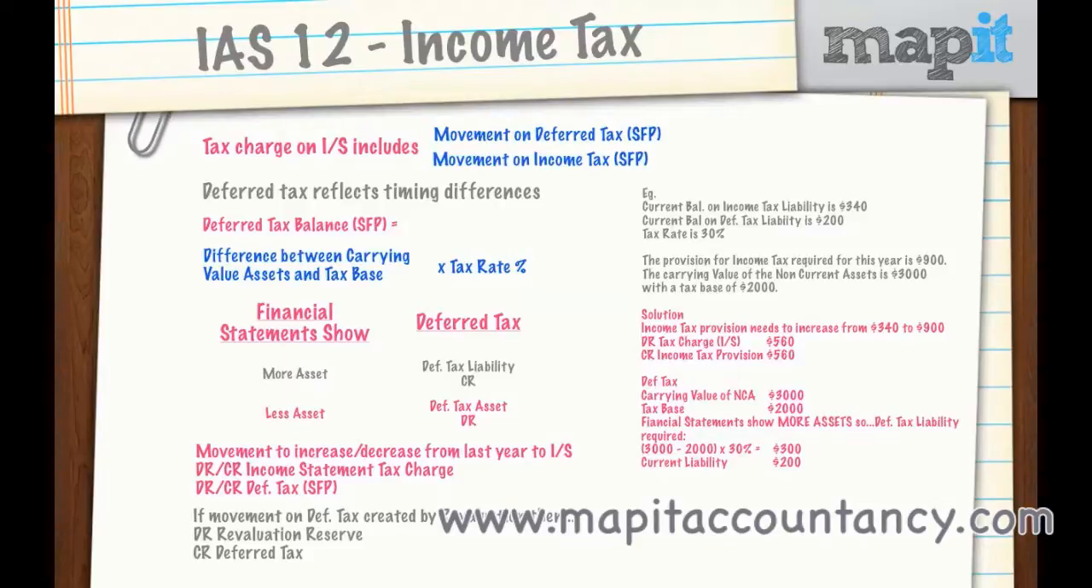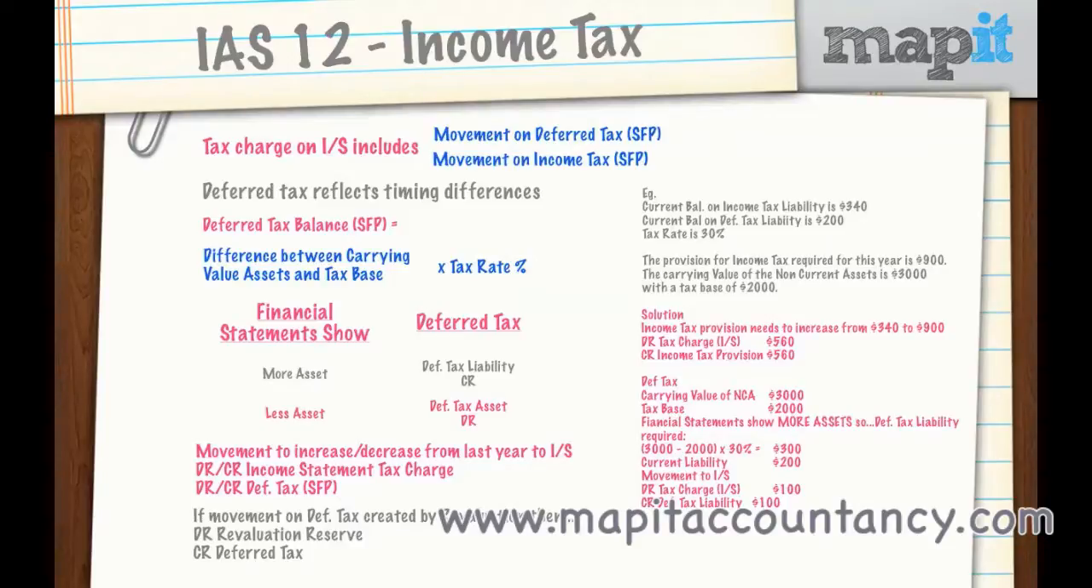So what do we do? Well, we post the difference to the income statement. So the movement goes to the income statement by debiting the tax charge with 100 and crediting deferred tax with 100. So that would get our deferred tax liability up from 200 to 300, and the movement on that would go to the income statement. So whether the deferred tax movement is up or down will tell you whether it is a debit or a credit to the income statement. In this case, we were increasing it, so debit the income statement, credit the deferred tax liability.